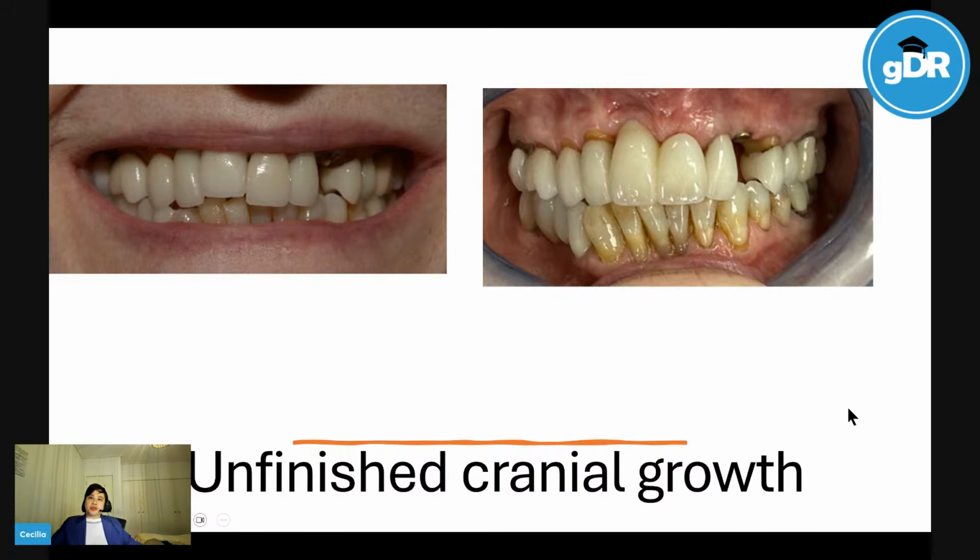Unfinished cranial growth. I talked about this in the beginning. This is a case where the lady had a tooth implanted in her 20s or 30s, and she's now in her 60s. So I wanted to highlight these kinds of cases.